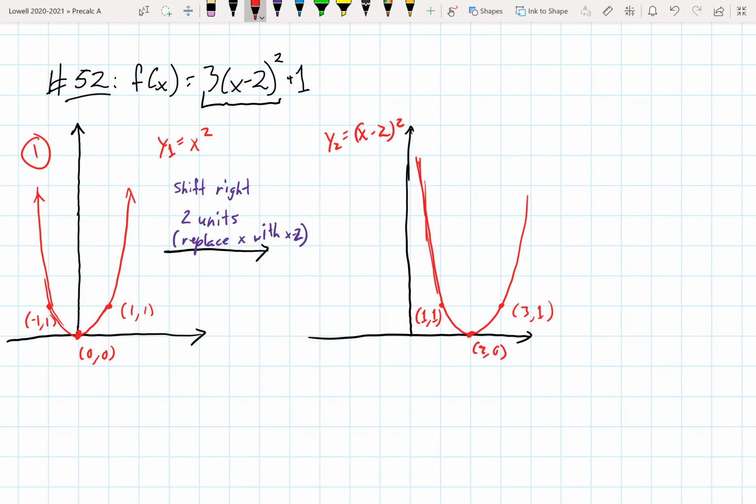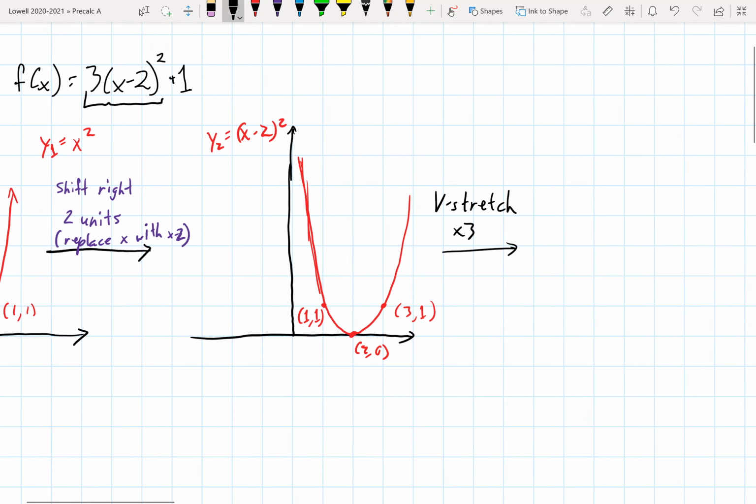While we're at it, let's do our vertical stretch. I'm going to do a vertical stretch by a factor of 3, which will get us here. Actually, I have a little bit more room now, so I'm just going to squish it over. And again, that just means take the y values and multiply them all by 3. So the vertex is not actually going to change. That's still going to be at 2, 0. But now 3, 1 becomes 3, 3, and then 1, 1 becomes 1, 3.